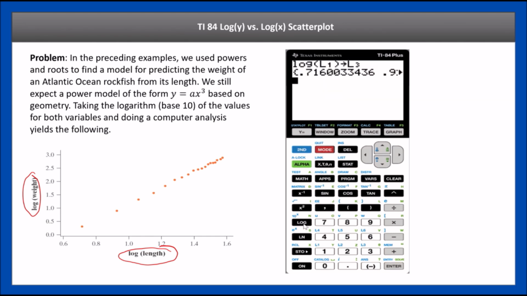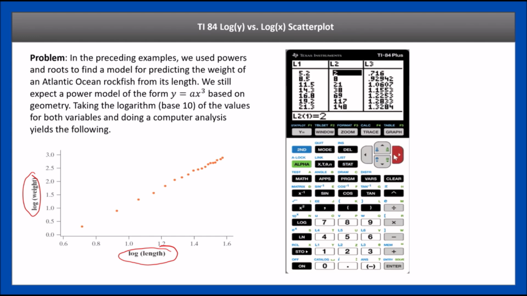Now we're going to do the log of the y values. So second stat, your y values are L2. We're going to close that, store that into L4 using second stat 4. There you go. So now L4 has my transformed y values. All right, I'm going to show you those values now so you can kind of see them. All right, so now we're going to quit out of that.